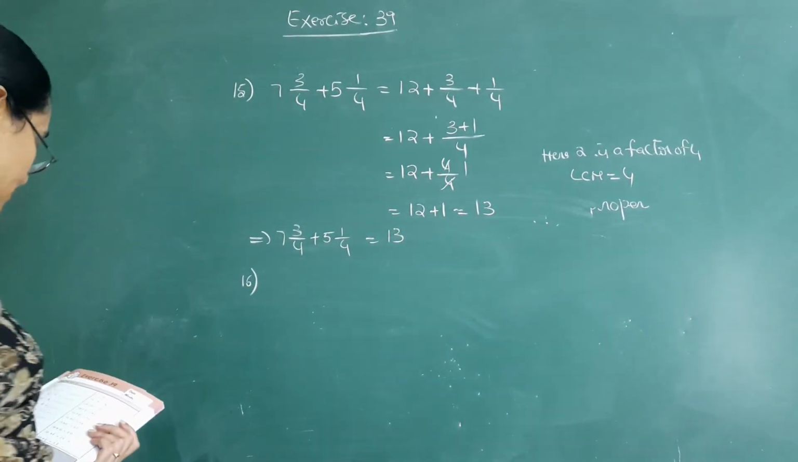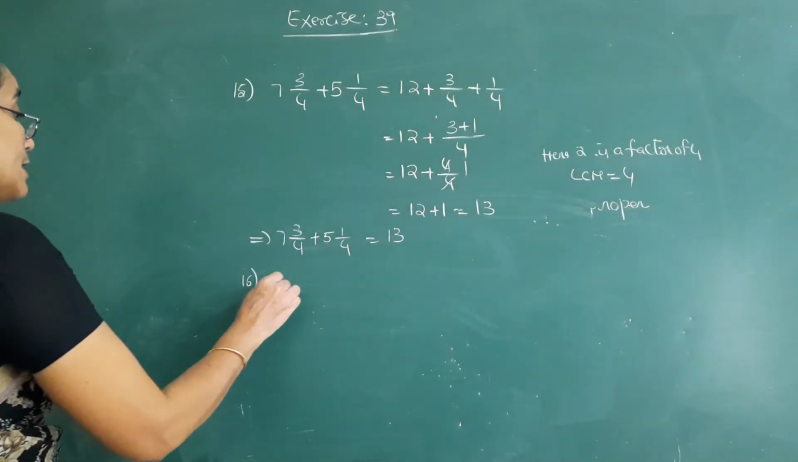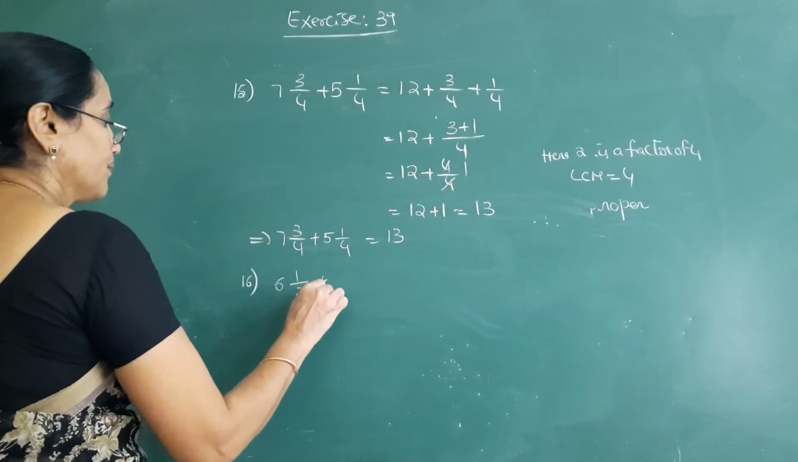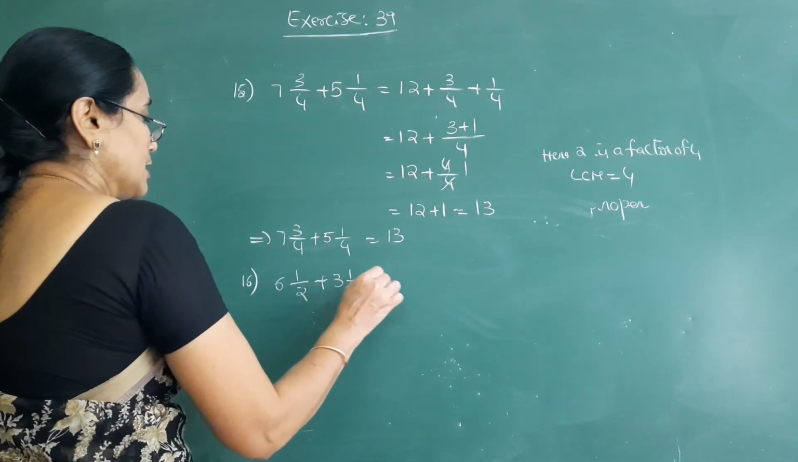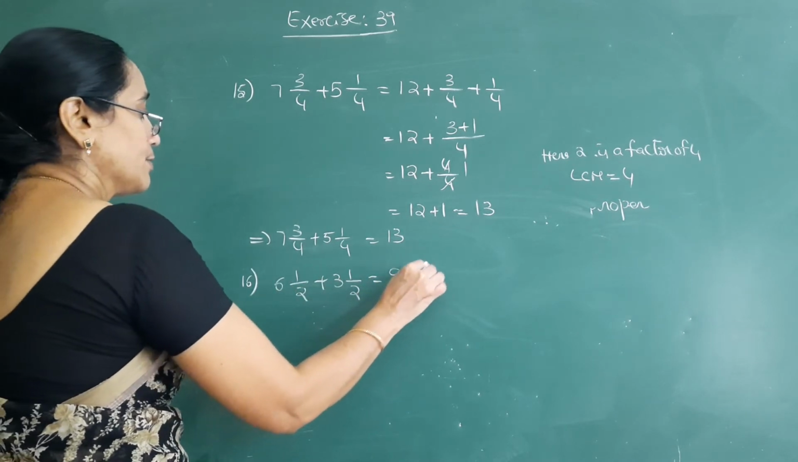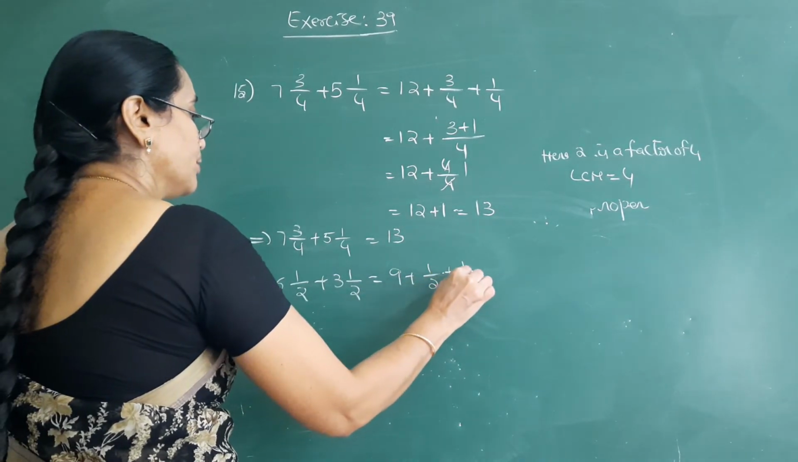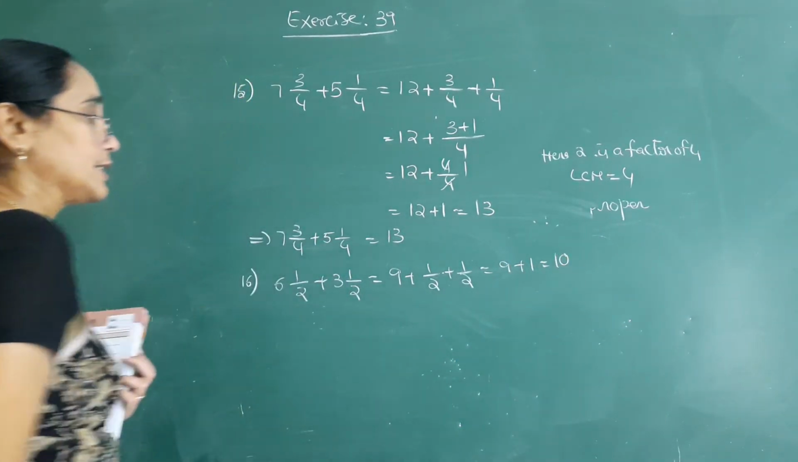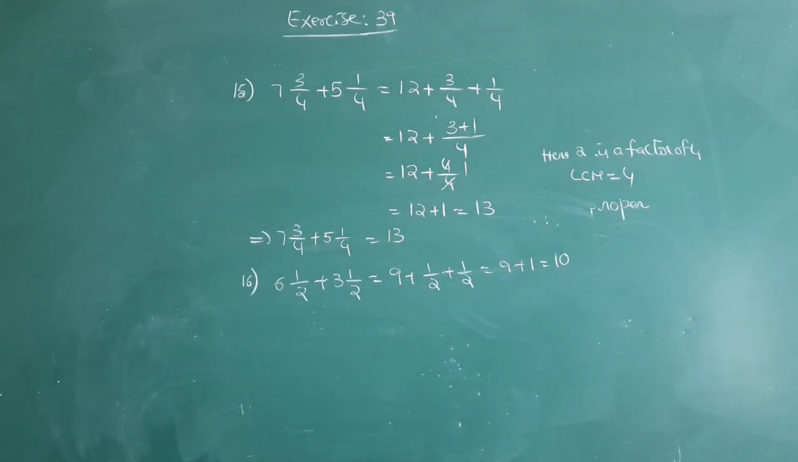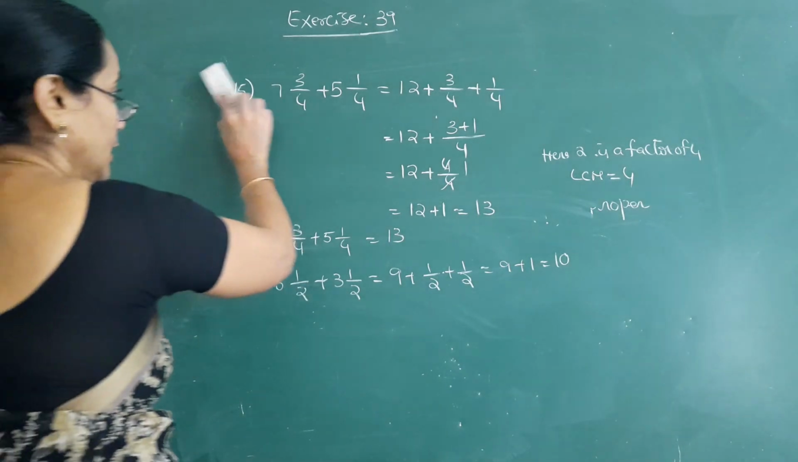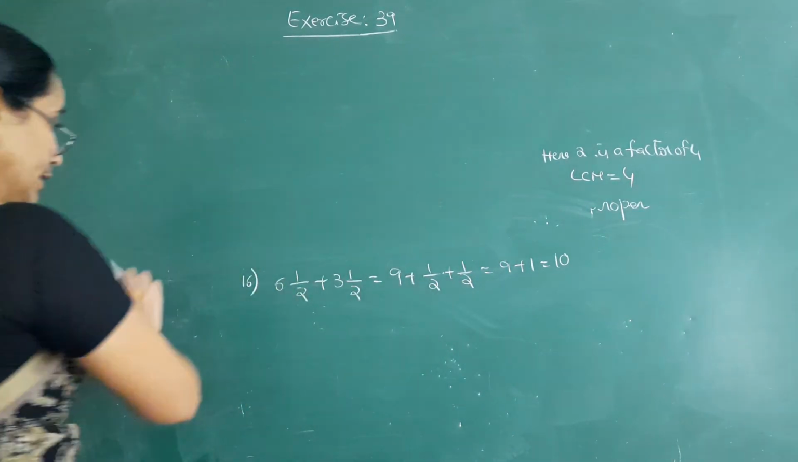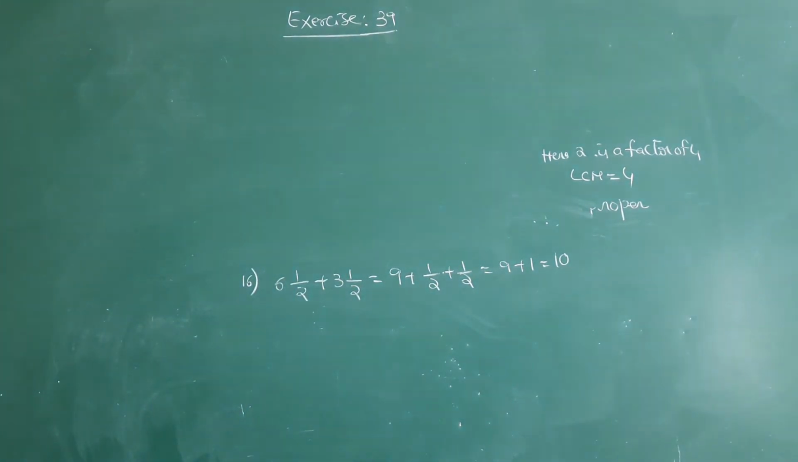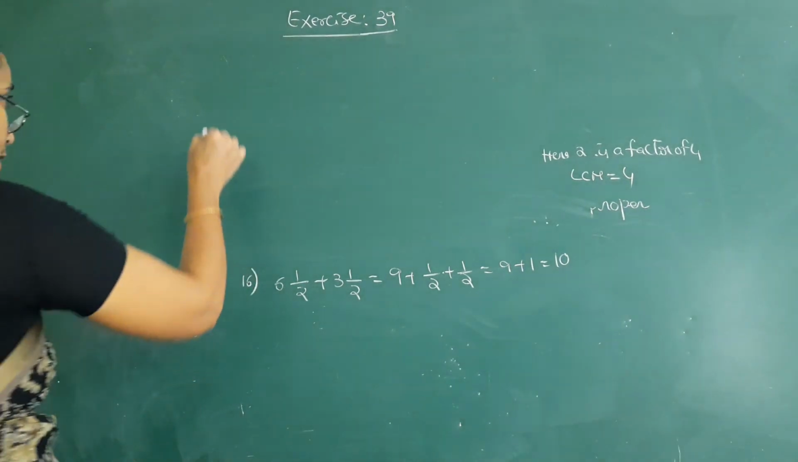See the 16th problem. 6 1 by 2 plus 3 1 by 2. 6 plus 3, 9, plus 1 by 2 plus 1 by 2. 2 halves make 1, 9 plus 1, that is 10. Alright, you know 2 halves make 1. Okay, you have to write 1 by 2 plus 1 by 2 as 1, 9 plus 1, that is 10.